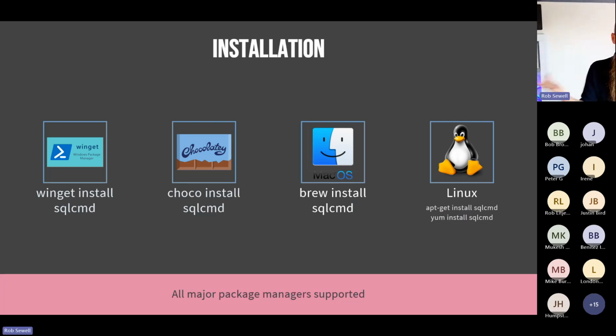So how do we put it in? If you want to install it, you just use your package manager. So you do a winget install, or a choco install, or a brew install, or an apt-get install, or a yum install, SQL CMD. And then let that take control and it'll install SQL CMD onto your machine. If you need to upgrade, pretty much all of those, you just replace install with upgrade, and then you will have the next version of SQL CMD.